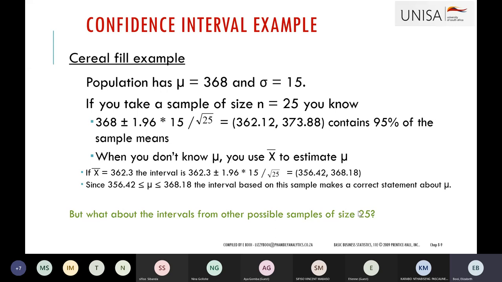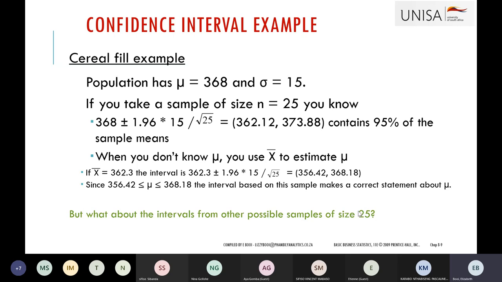Therefore, it means if I look at my population mean of 368, remember I took a confidence level of 95%, I can say it contains 95% of the sample means that we have. This is provided that my sample mean is equivalent to my population mean in this instance. They are both 368 because I used the population mean instead of the sample mean.